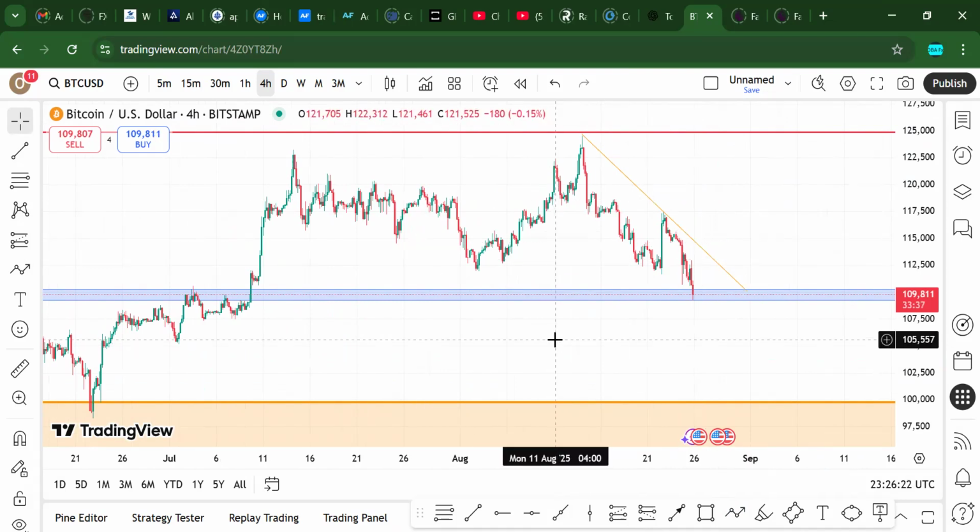So for those of us who are into cryptocurrency trading, you can compare this with your analysis and see if it makes sense. If you have a different take or a different view or opinion, you can drop it in the comment section.